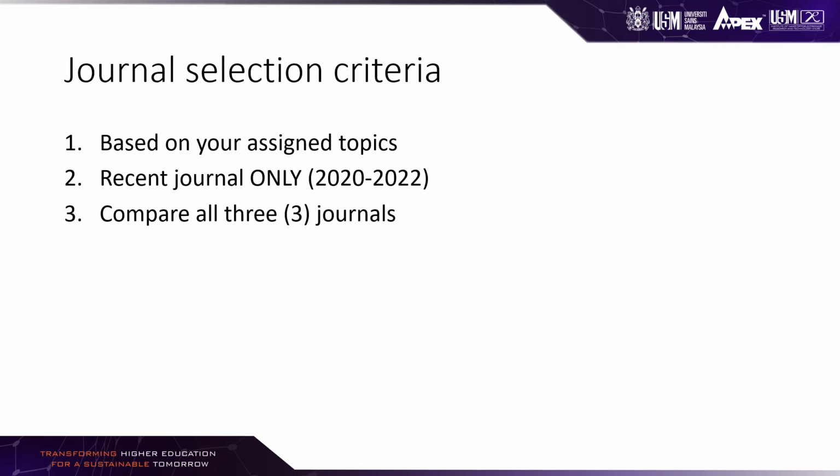So I'm going to talk about the journal selection criteria. Please do make sure that the journal you select is based on your assigned topic that I mentioned earlier, and also the journal is recent, only between 2020 to 2022, and make sure to compare all of these three journals thoroughly. Okay, careful with that.